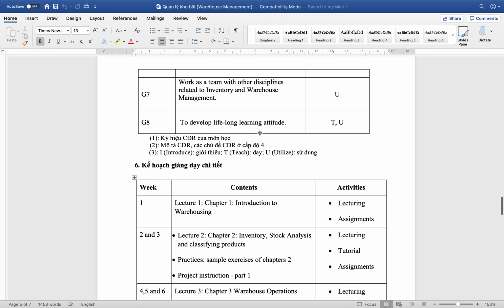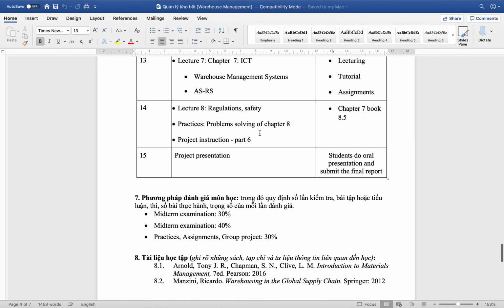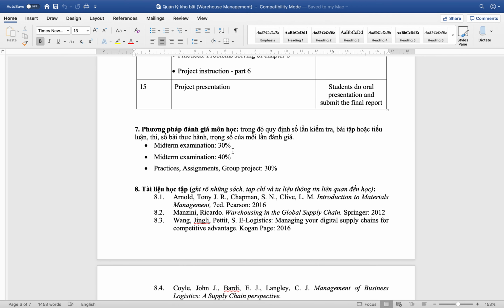And for this course, the assessment will be based on the midterm exam, which accounts for 30%, the final exam, which accounts for 40%, and all the practice assignments and group project will account for the remaining 30%.